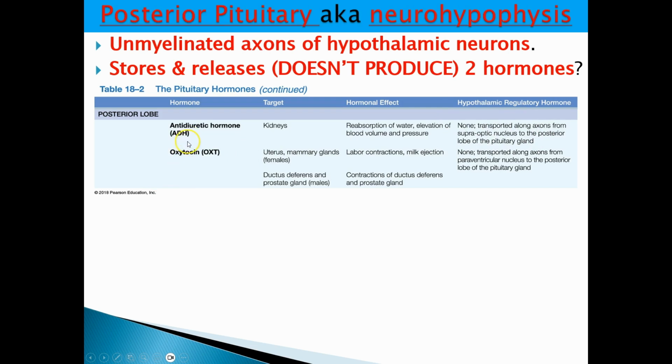All right, you should have already known these. We went over these because they were hypothalamic produced hormones, but ADH, notice reabsorption of water, elevation of blood volume and blood pressure, i.e. you should know that ADH is secreted when we have low blood pressure or low blood volume. All right, that's the main point. You need to know ADH.